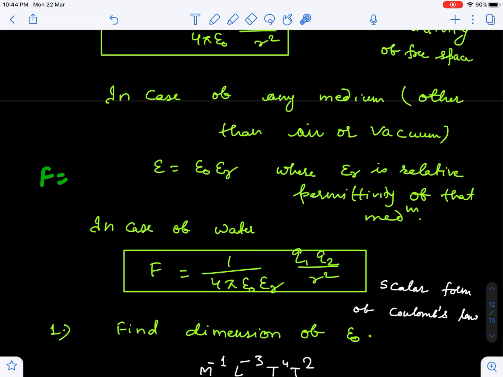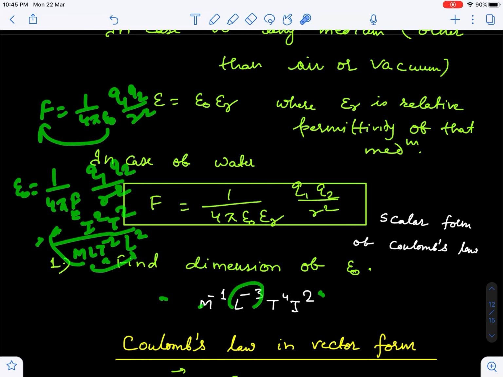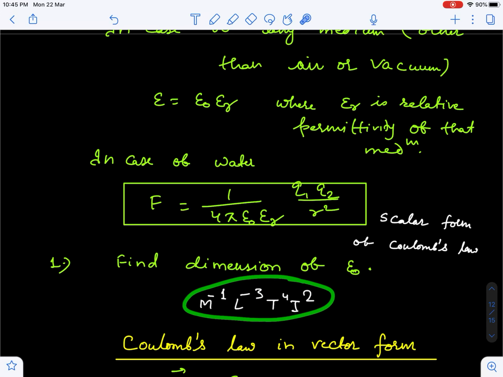So actually F can be written as 1 by 4 pi epsilon naught Q1 Q2 divided by R square. So take this epsilon naught there. Epsilon naught is equal to 1 by 4 pi F Q1 Q2 divided by R square. You know that the force dimension is MLT minus 2, the dimension of length is L square, and charge is I square T square. So M goes above as M minus 1, L3 goes above and becomes L minus 3, and T4 and I2, because minus 2 and plus 2. So that's why the dimension I have written is M minus 1, L minus 3, T4, I2. This is the dimension of epsilon naught.